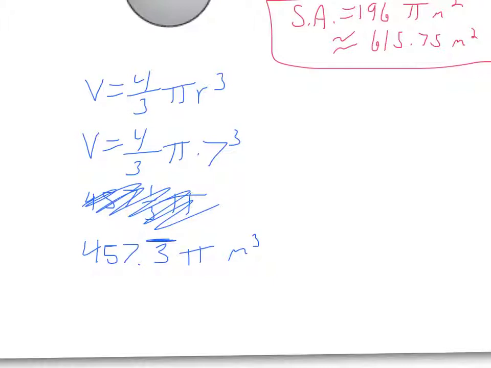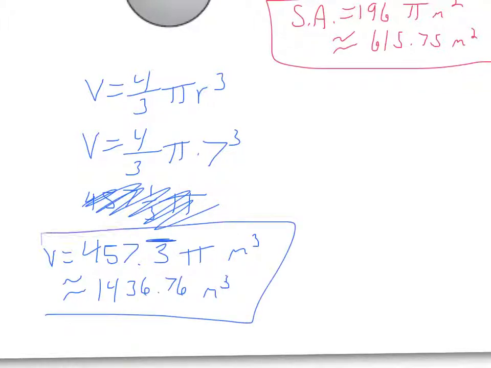Excuse me, cubic meters. And if you type that in and round, you get 1,436.76 cubic meters. So again, most people kind of like the sphere ones because you can just use the formulas.